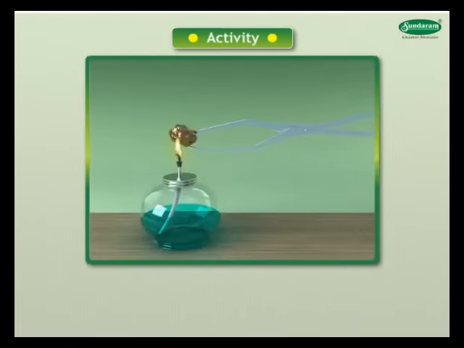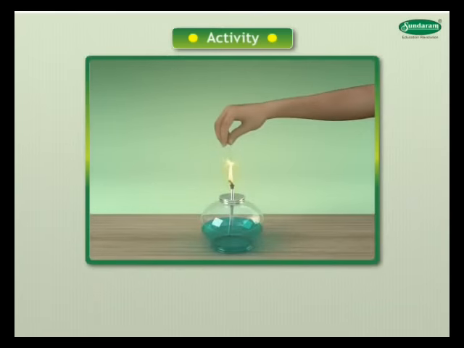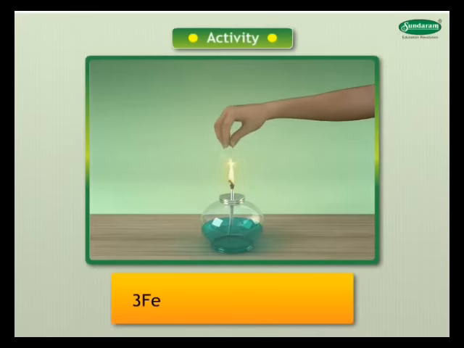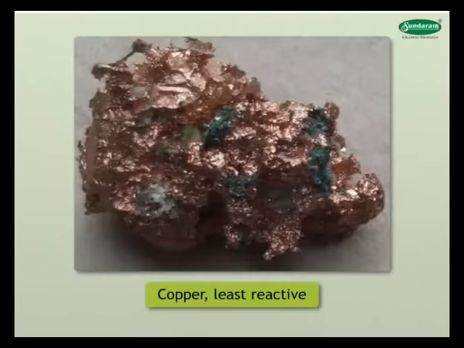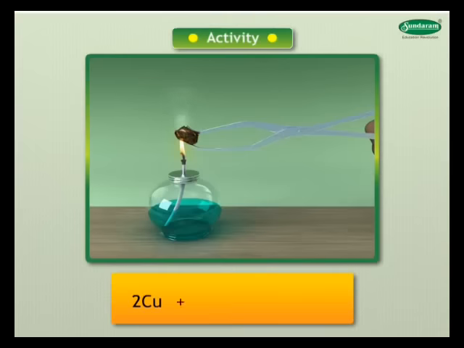Iron does not burn even on strong heating, but iron filings burn vigorously when sprinkled in the flame of the burner. 3Fe plus 2O2 on heating gives Fe3O4. Copper is least reactive and it does not burn, but on heating the hot metal is coated with a black colored layer of copper oxide. 2Cu plus O2 on heating gives 2CuO.